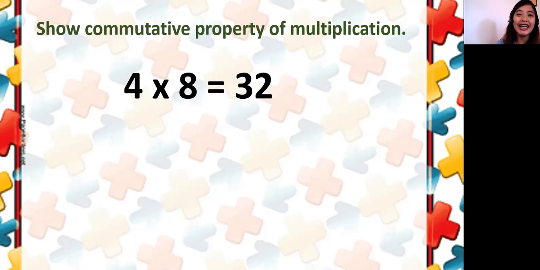Okay, so I see you're already holding your whiteboard. So this time, kindly write this number sentence the other way, showing commutative property of multiplication. 4 times 8 equals 32. Okay, I'll give you 5 seconds to do it. Make it fast in writing.